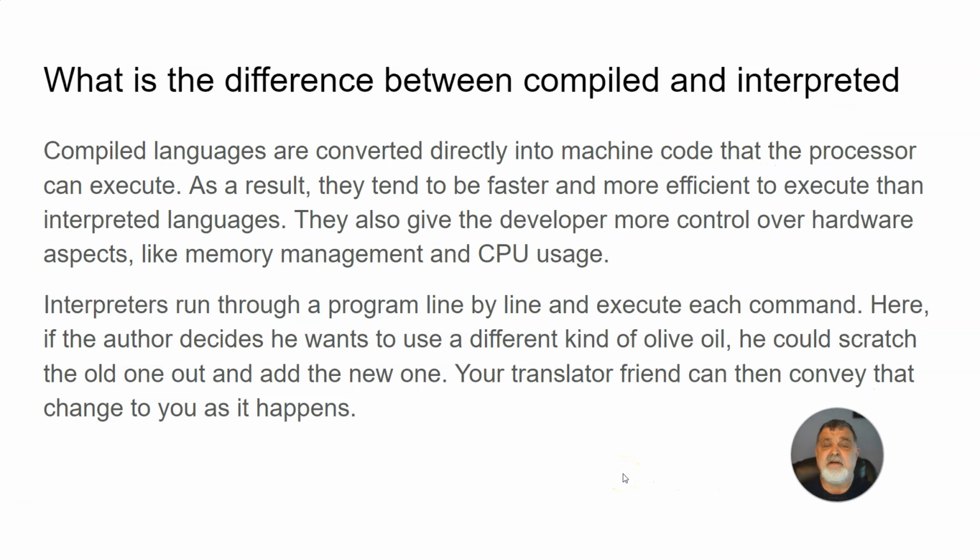Okay, so what is the difference anyway between compiled and interpreted? So compiled languages are converted directly into machine code that the processor can execute. As a result, they tend to be faster and more efficient to execute than interpreted languages. They also give the developer more control over hardware aspects like memory management and CPU usage.